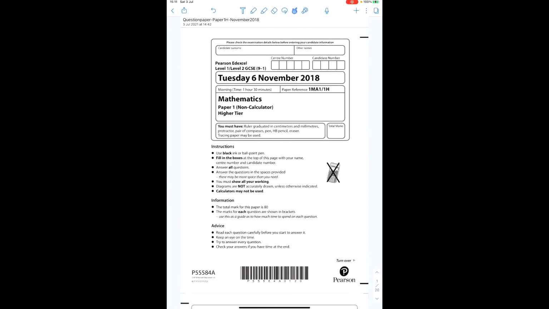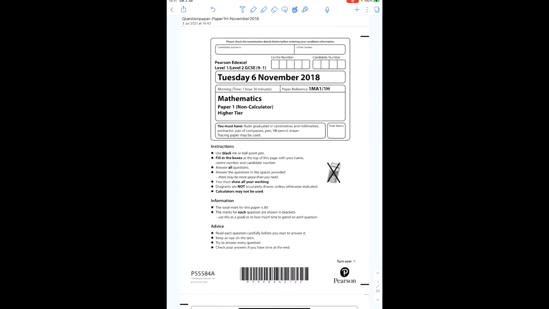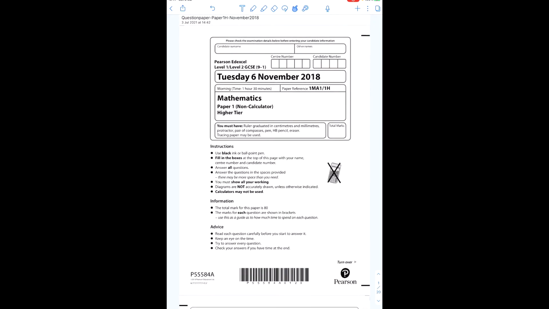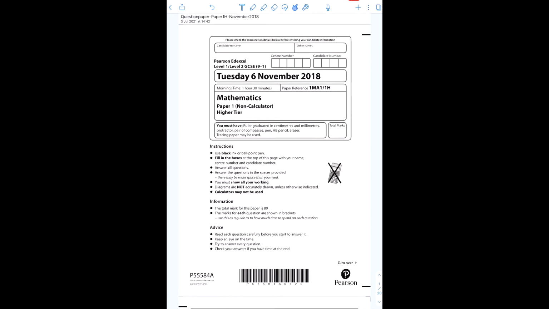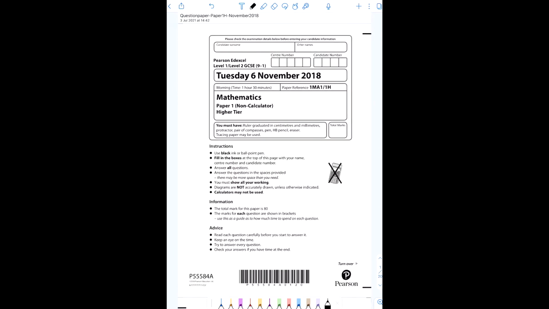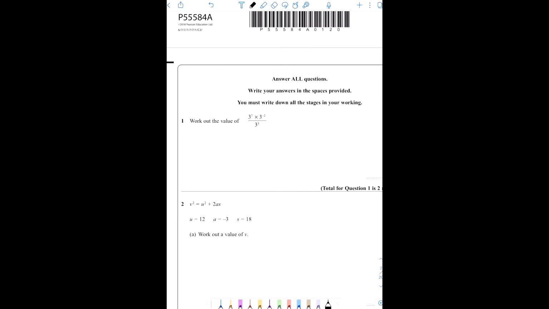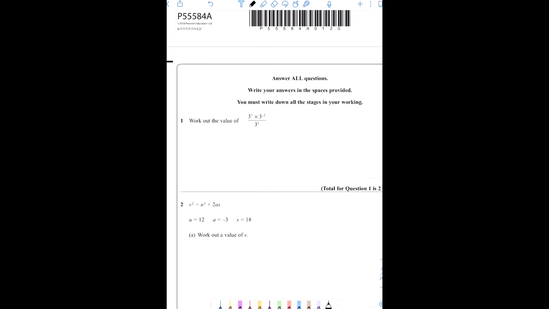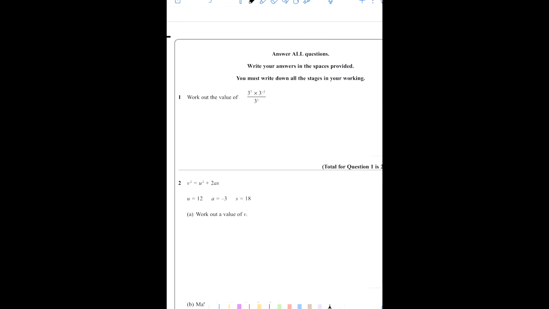Okay, so in this video we're going to be going through the GCSE Maths November 2018 paper. This is a higher paper and non-calculator. So let's get started. The first question is an indices question. We have 3 to the power 7 times 3 to the minus 2 divided by 3 to the power 3, and we're asked to evaluate this.